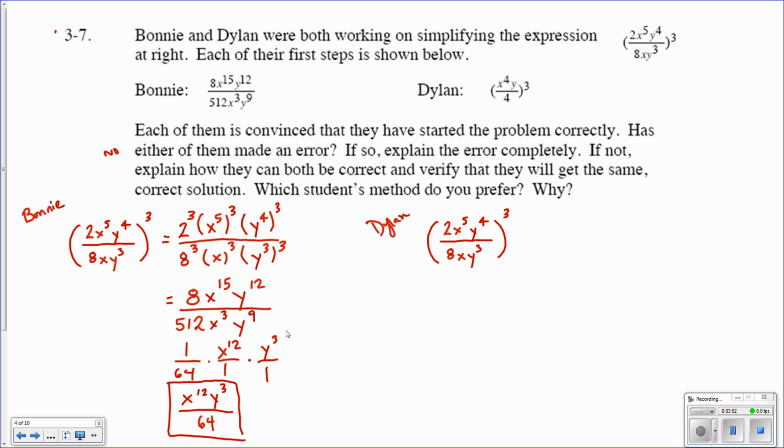Now that's Bonnie's answer. Let's look at Dylan now. The expression he ended up with was a lot simpler looking than what Bonnie had after her first step. So let's take a look here. It looks like he's still got the grouping symbols in here, so he's simplifying the inside. So let's look at it like that. We've got 2 over 8 times x to the fifth over x times y to the fourth over y to the third.